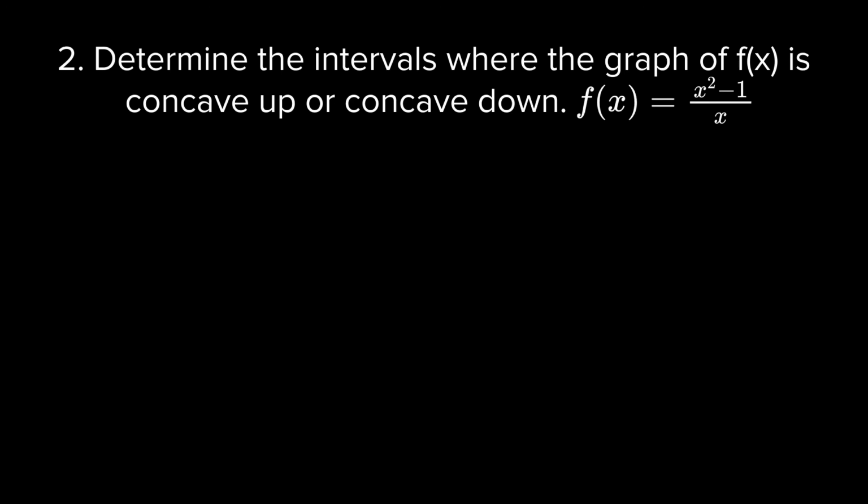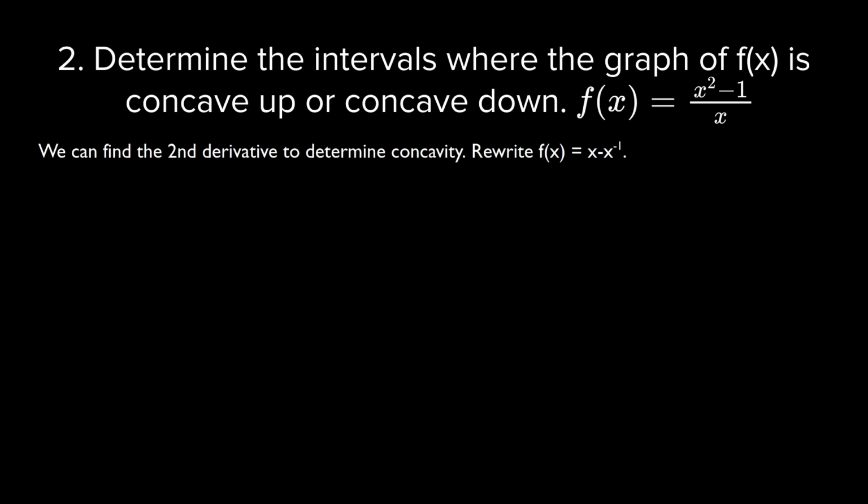So first up, the easiest thing to do is rewrite this function a little bit, and we can divide both x^2 by x and negative 1 by x to write this as x - x^(-1). And that'll make it a lot easier to take the derivative, because now we can just use the straight power rule instead of the quotient rule. So the first derivative of this is just 1 + x^(-2). The second derivative is, and pause the video at any time if you want to solve this yourself.